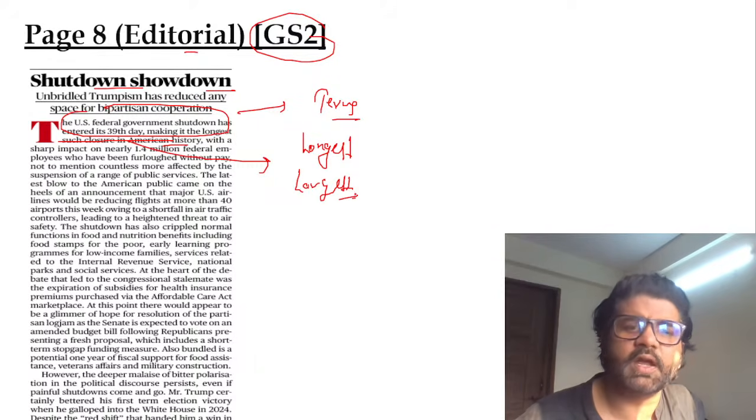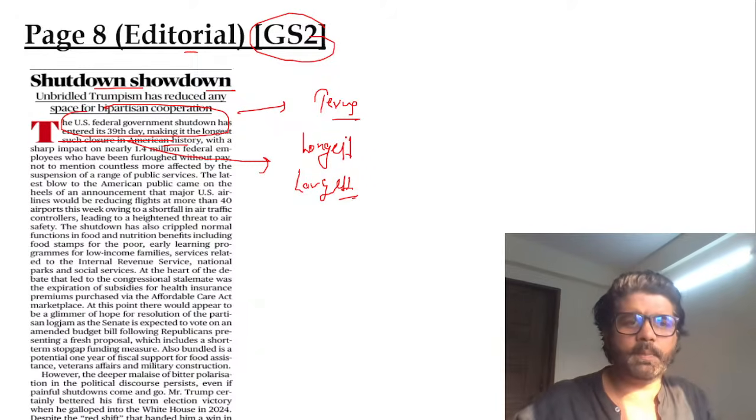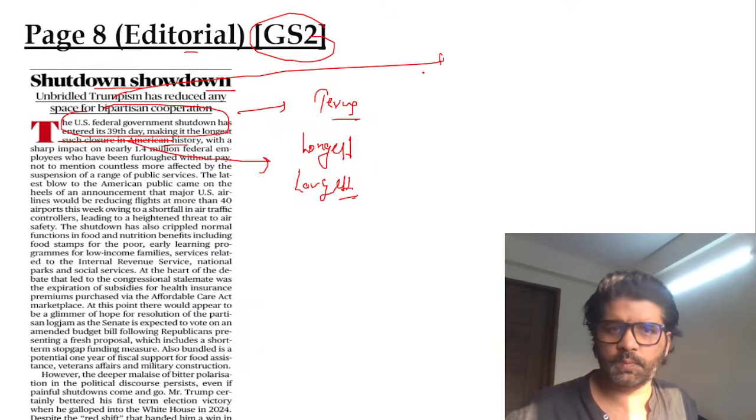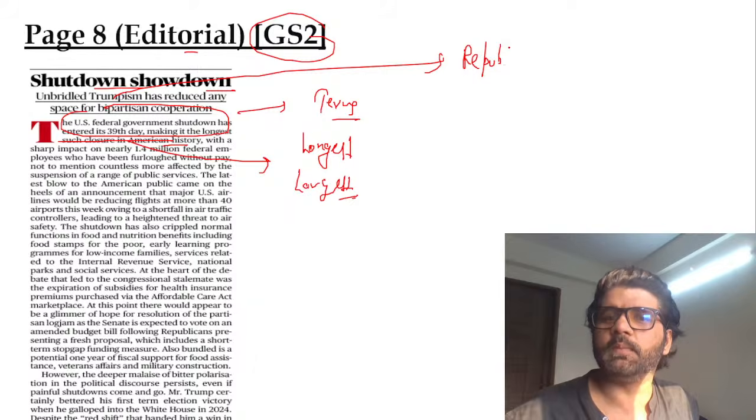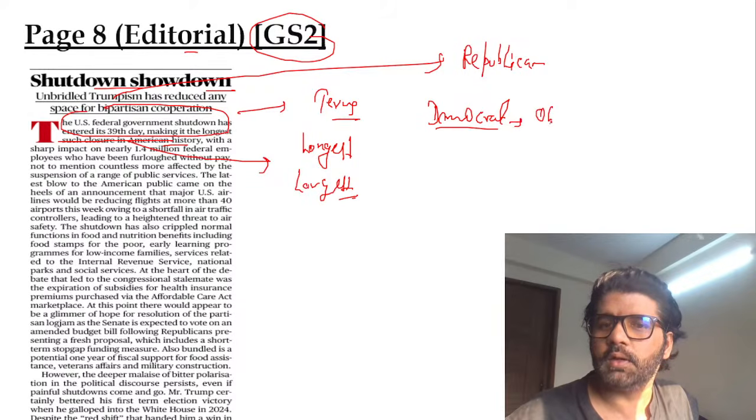How do these shutdowns occur? Why doesn't it occur in India? What has happened there? So Trump is a Republican. He belongs to the Republican Party. And then there is another big party in the US which is known as the Democrats. So Obama was a Democrat. Biden was a Democrat. So all these were Democrats.